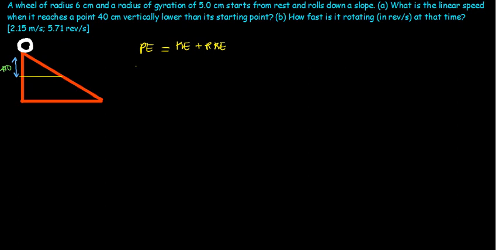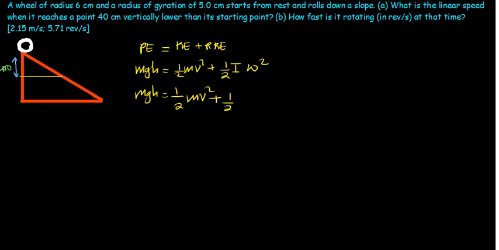So the potential energy is given by mgh, kinetic energy is given by half mv squared, and then plus rotation kinetic energy is given by half I omega squared. The equivalent for mass is inertia, and the equivalent for velocity in rotation terms is angular velocity squared. So here we've been given two radii. We've got the radius of gyration and just the radius. So I'm going to break down.